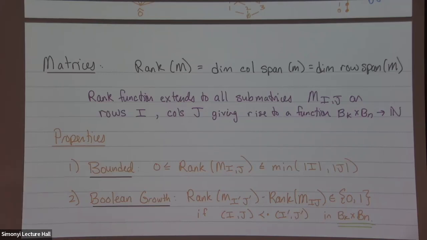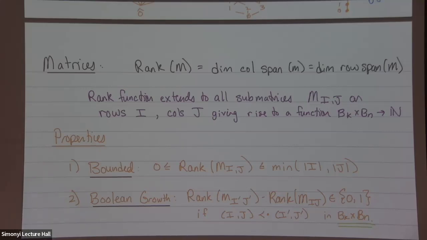And also you could even say that the rank of this particular submatrix ij is going to be less than or equal to the minimum of the size of I or the size of j. So they're bounded in some sense, and they exhibit this phenomenon of Boolean growth. So Boolean growth is the key player here. This means that if you compare the rank of one submatrix and you add exactly 1 row or 1 column to it, the rank can jump up by at most 1. It'll either jump by 0 or by 1, and there are no other choices. That's the Boolean 0 or 1.